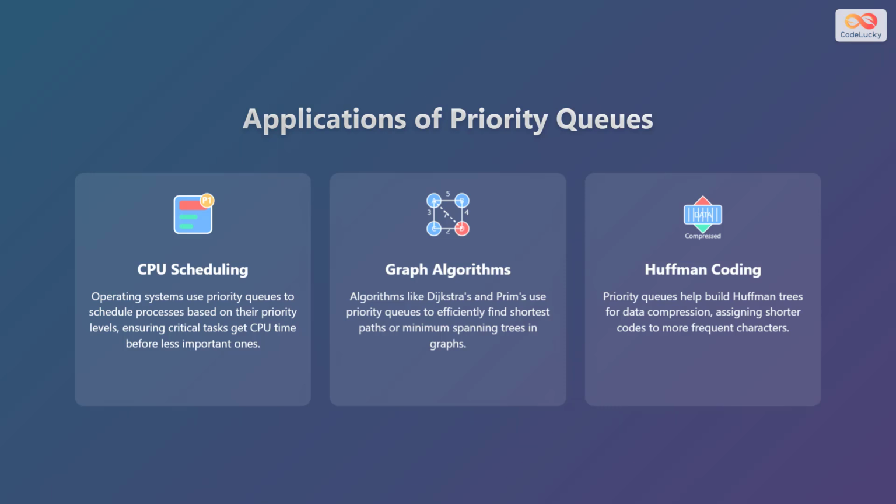Priority queues are useful in many real-world applications. Here are some of them. Operating systems use priority queues to schedule processes based on their priority levels, ensuring critical tasks get central processing unit time before less important ones. Algorithms like Dijkstra's and Prim's use priority queues to efficiently find shortest paths or minimum spanning trees in graphs. Priority queues help build Huffman trees for data compression, assigning shorter codes to more frequent characters.